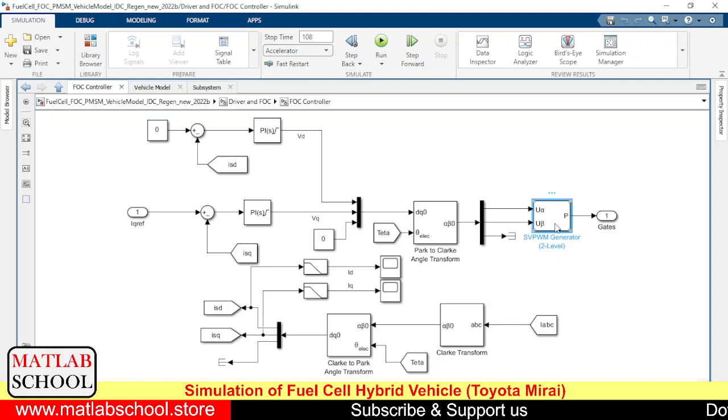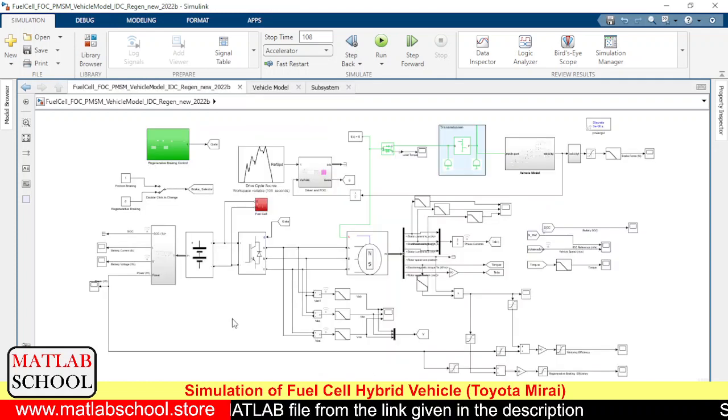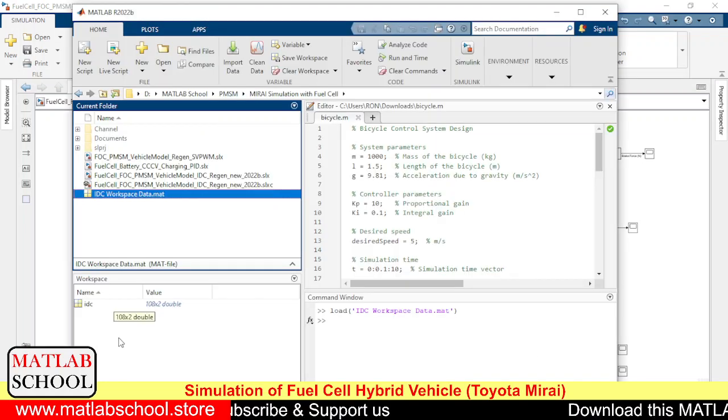The drive cycle that we are using here is the Indian drive cycle. So here we have the IDC. If you double click this, it will come here, so that this comes as a variable, and we can retrieve it back as the drive cycle variable.